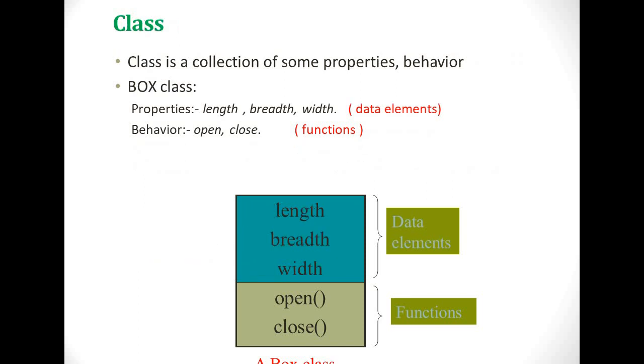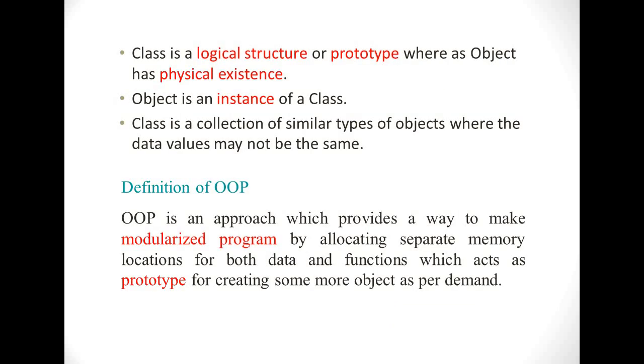Class. Class is a collection of some properties and behaviors. In this box class, we have the properties and behaviors, that is data elements and functions. Data elements are length, breadth and width, and functions are open and close. Class is a logical structure or prototype, whereas object has a physical existence. Object is an instance of class. Class is a collection of similar types of objects where the data values may not be the same.